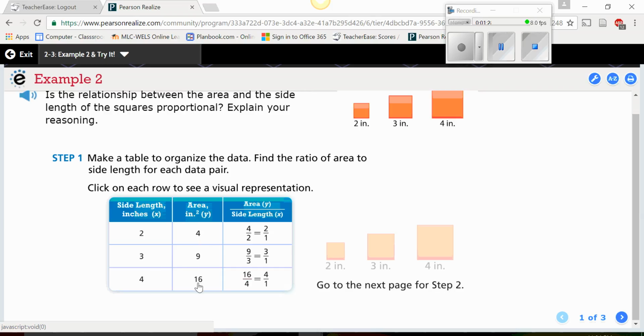Now we want to look for the ratio, the comparison, which in this case is going to be area divided by side length. And with that, we have 4 divided by 2, or 2 over 1, 9 divided by 3, which is 3 over 1, and 16 divided by 4, which is 4 over 1. So we've gathered that data so far.